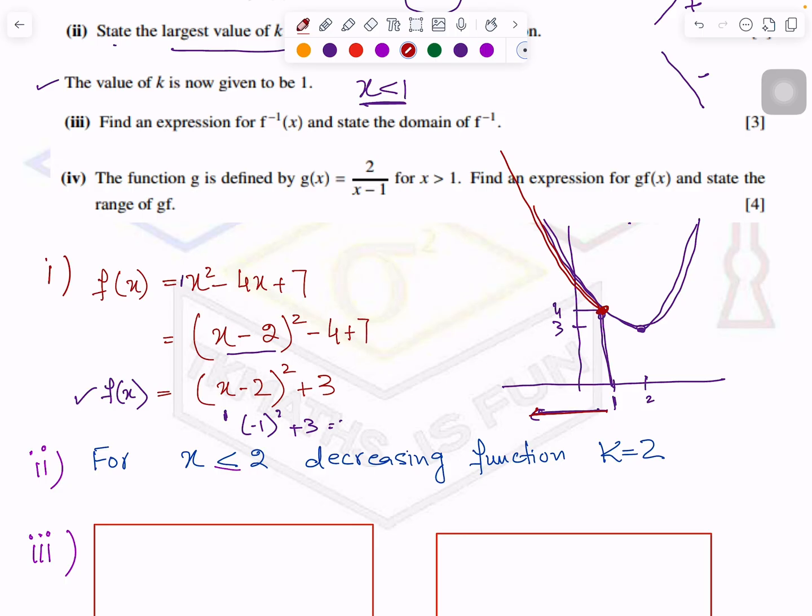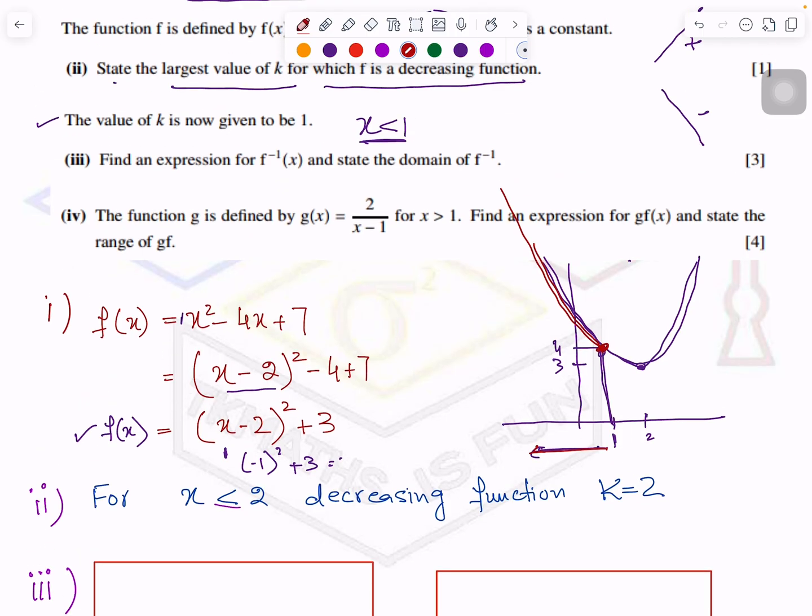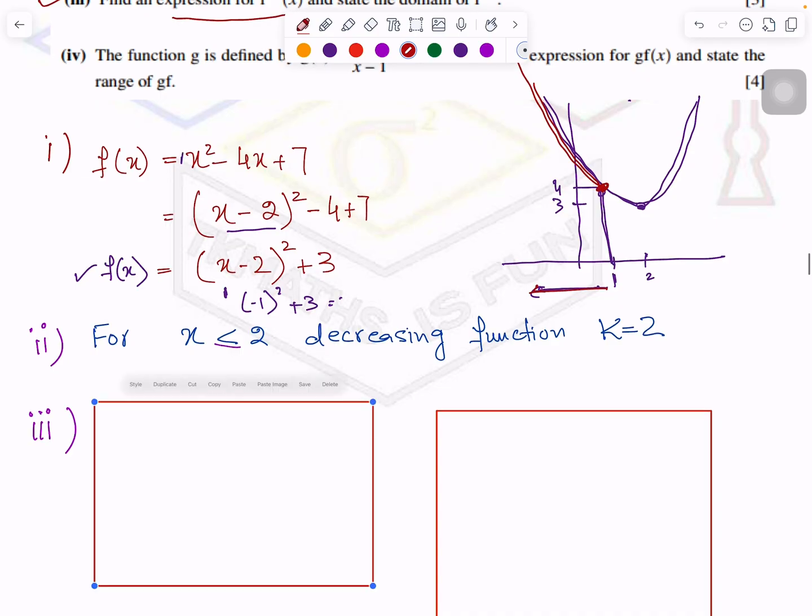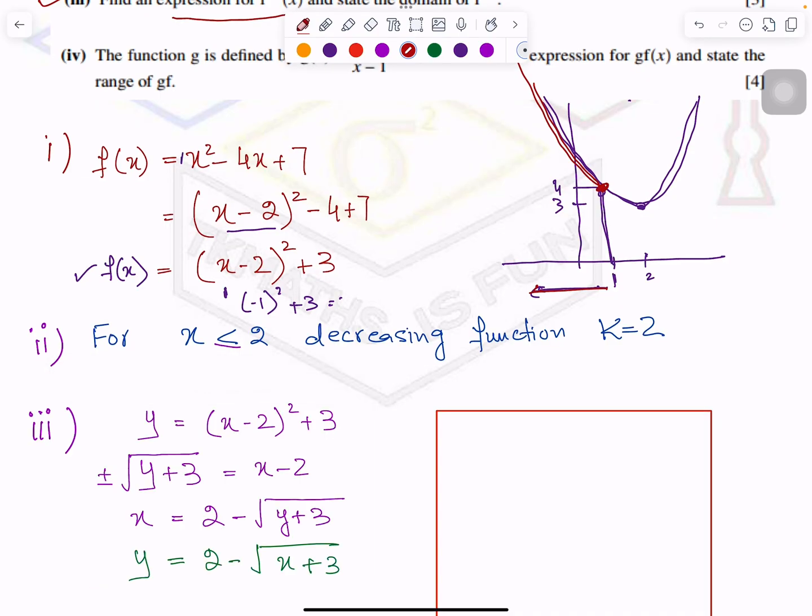In part 3, the question asks for the expression for f inverse of x. How can you find f inverse of x? It is very simple. You put f(x) equal to y, the same function, this one, and then make x the subject. After making x the subject, replace x by y and y by x.